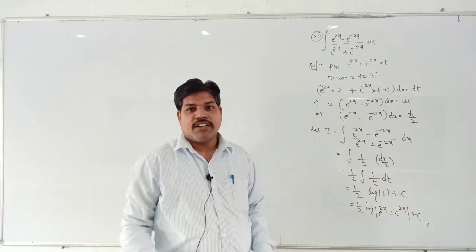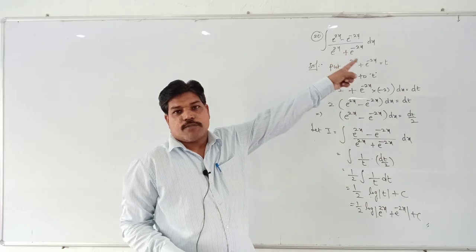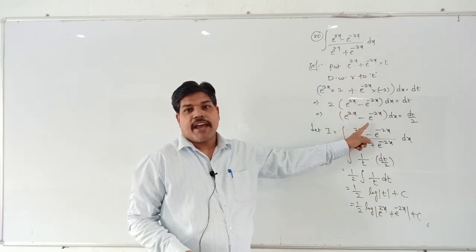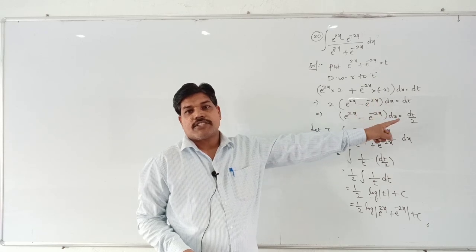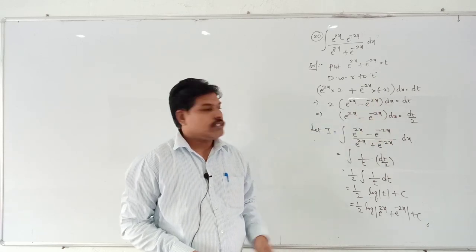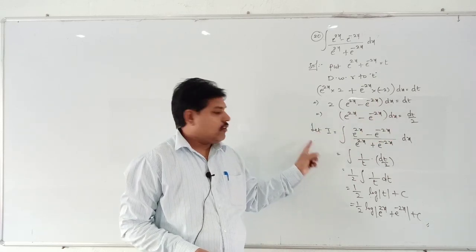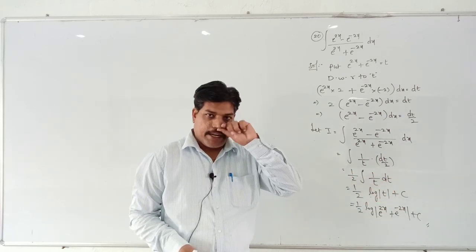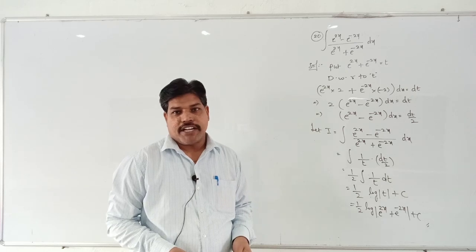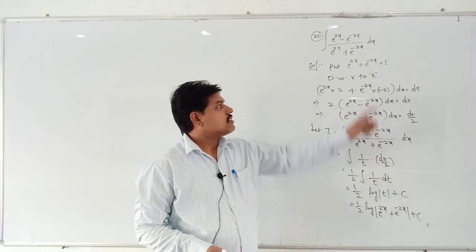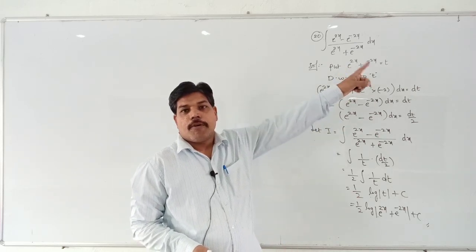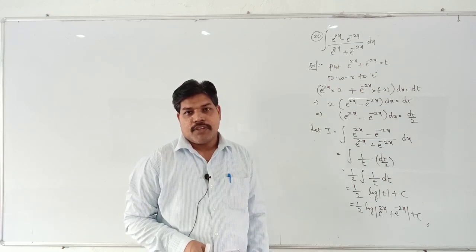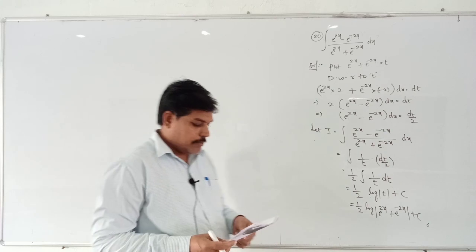So it is an easy question, you can do it. Put e power 2x plus e power minus 2x is equal to t. Automatically e power 2x minus e power minus 2x into dx will become dt by 2. Substitute that in the given integral, it will become 1 by 2 into integral of 1 by t dt. The integral of 1 by t is log of mod t, where t is nothing but e power 2x plus e power minus 2x. Just replace the value and you will get the answer. So students, practice that question.